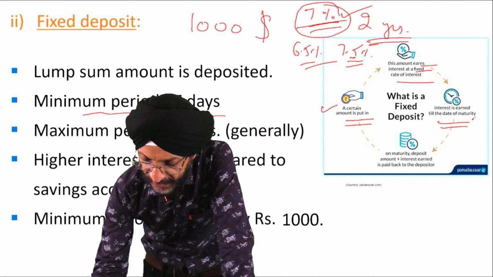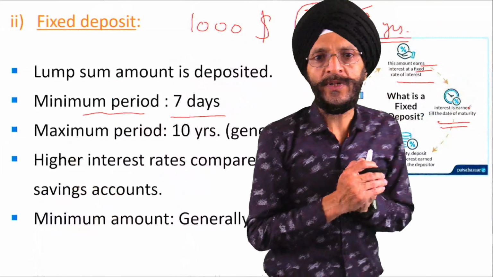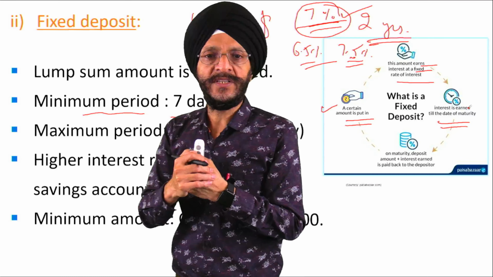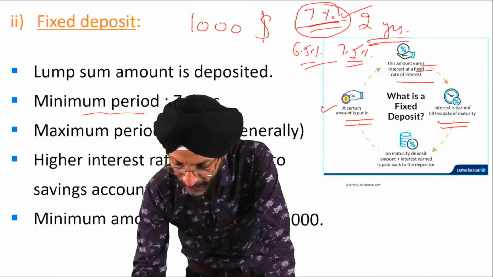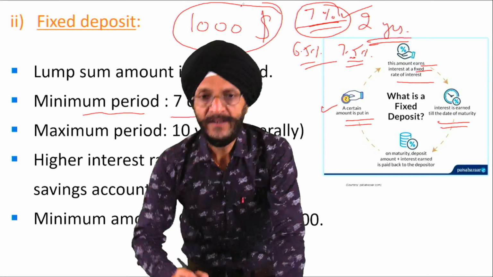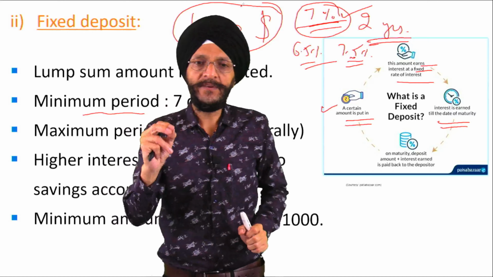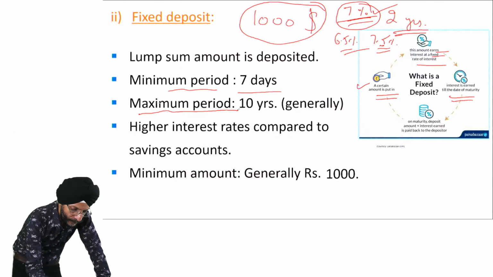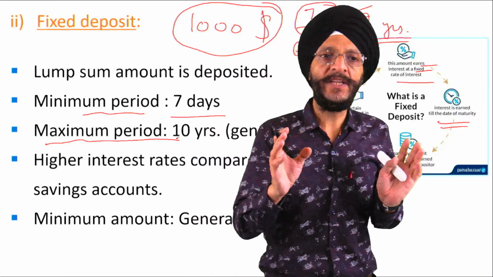Interest is earned till the date of maturity, and when your account has matured, say you have deposited your money for 2 years, after the completion of 2 years, whatever amount you had deposited and the interest you have earned, the total of both will be given back to you. The maximum period for a fixed deposit account is normally 10 years.